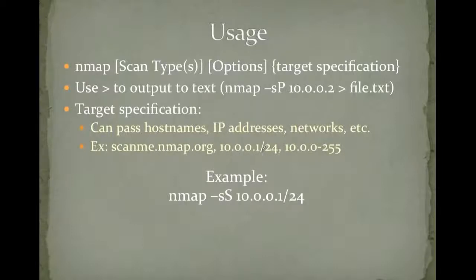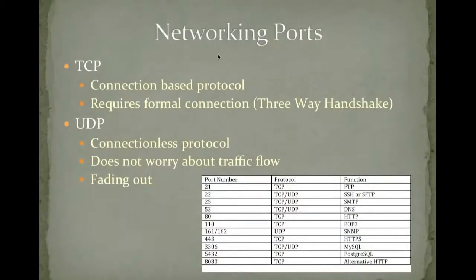10.0.0.1/24 scans a 24-bit subnet, so it'll scan all the computers on your subnet. 10.0.0.1-255 scans all the IP addresses between 1 and 255. You can also do 10.0.0.1-10. An example would be nmap -sS 10.0.0.1/24.